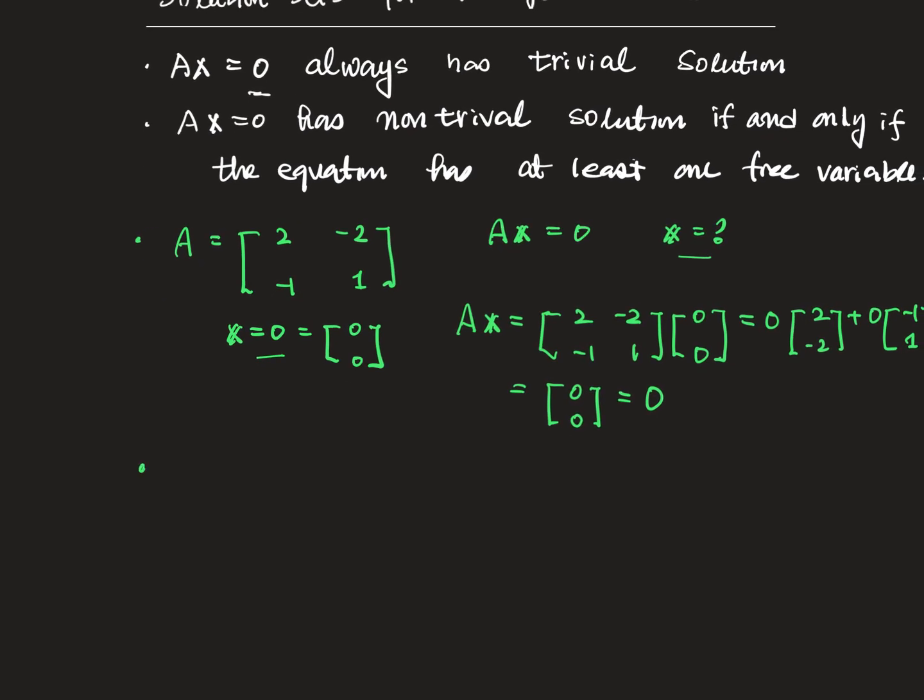Okay, second part. Ax equals 0 has a non-trivial solution if and only if the equation has at least one free variable. So let's check it out. X is going to be x1, x2. These cannot be the zero vector because we want a non-trivial solution. Let's just solve this matrix equation.